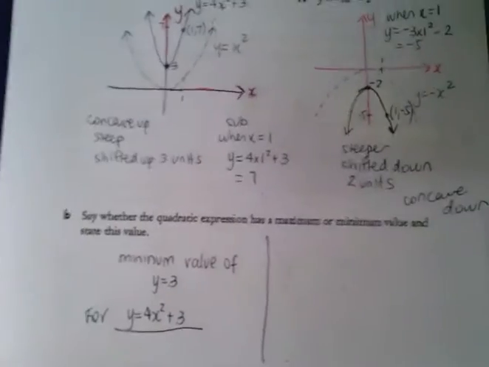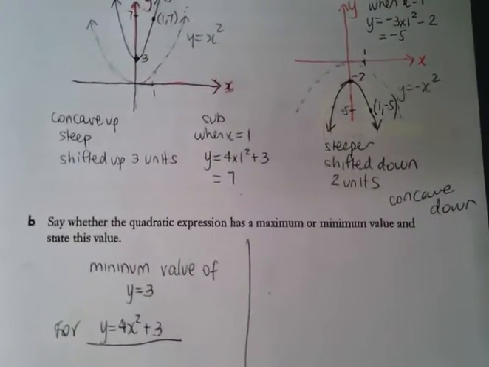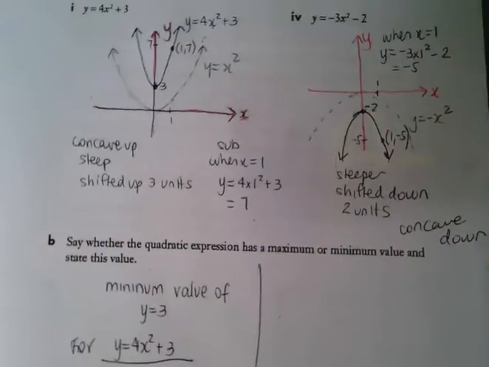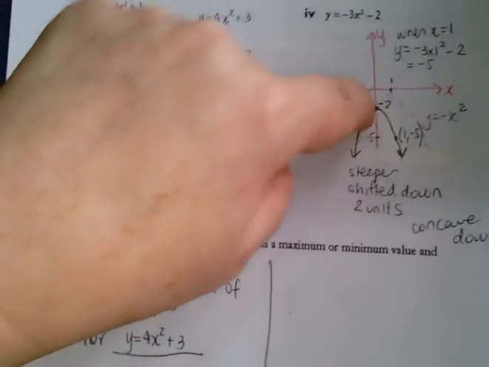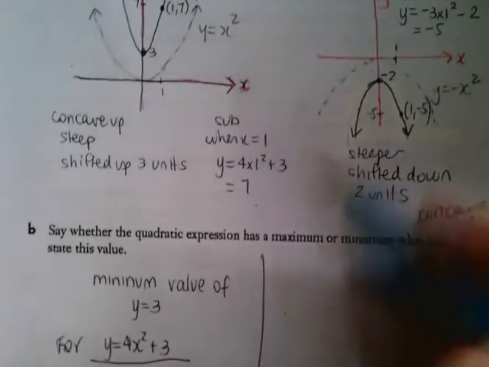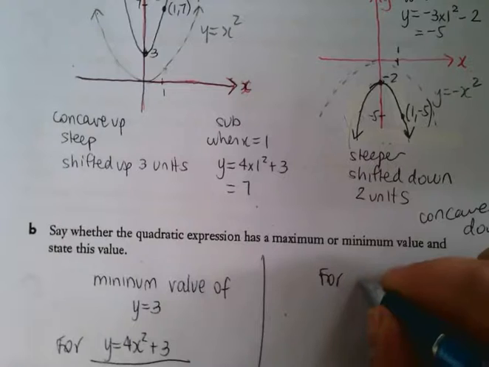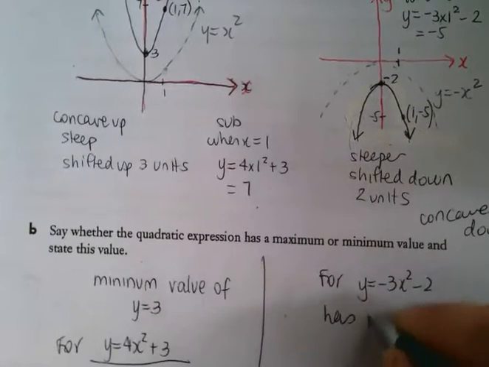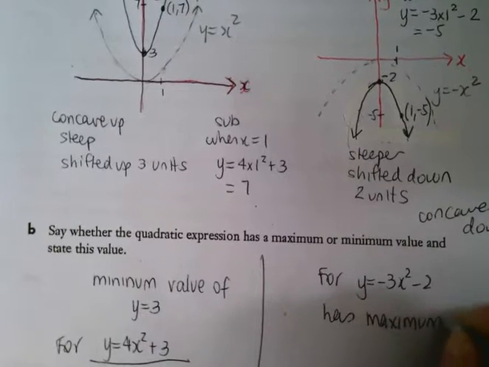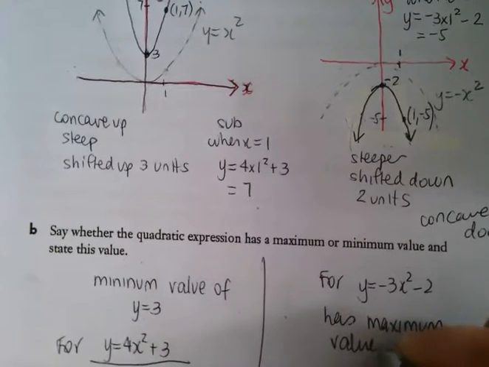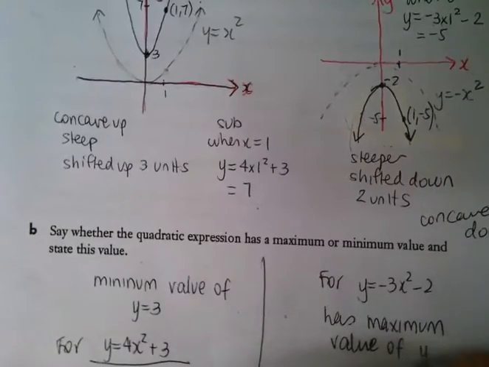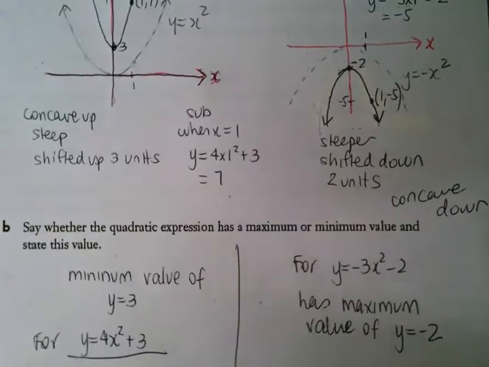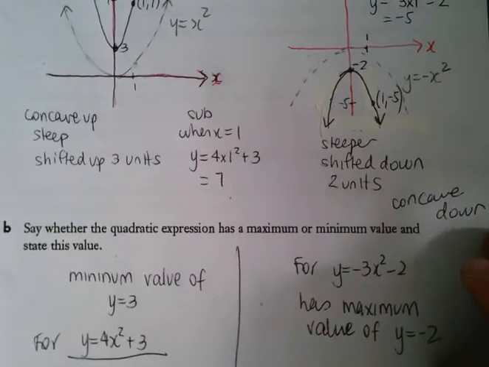What about the other one? Has it got a maximum or a minimum? This graph. Maximum or a minimum? It's got a maximum of -2. So for the graph of y equals -3x squared minus 2, it has a maximum value of y equals -2. It's always the y value you look for. Do we get that, girls?